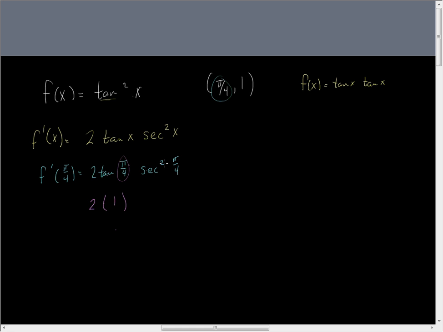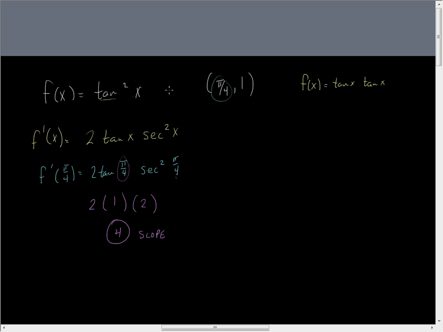Secant squared of pi over 4 is 1 over cosine squared pi over 4. Cosine of pi over 4 is the square root of 2 over 2. If I square that, I get 2 over 4, which is 1/2. But secant is 1 over cosine, so it's 1 over 1/2, and so that's 2. All right, so we have 4 as our slope.